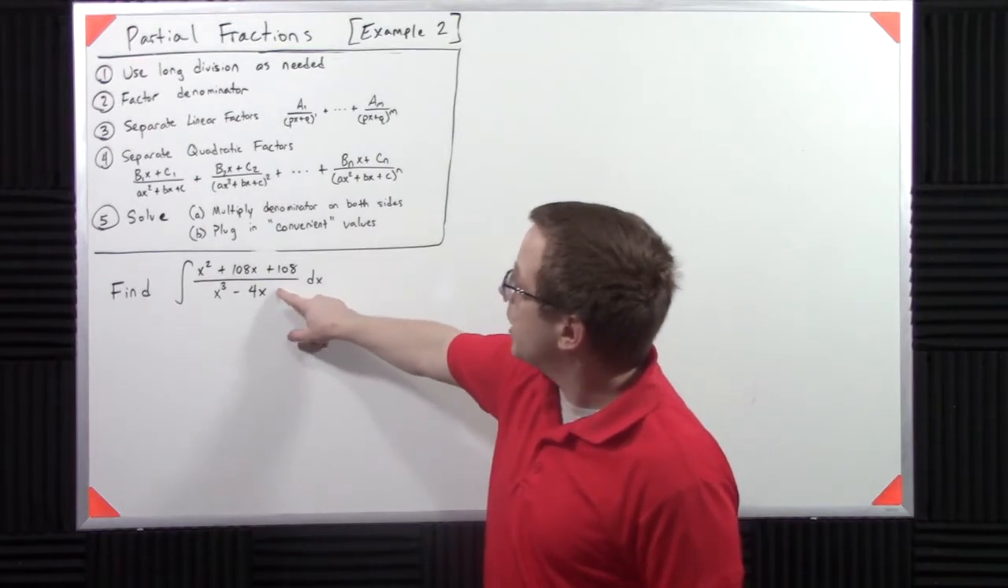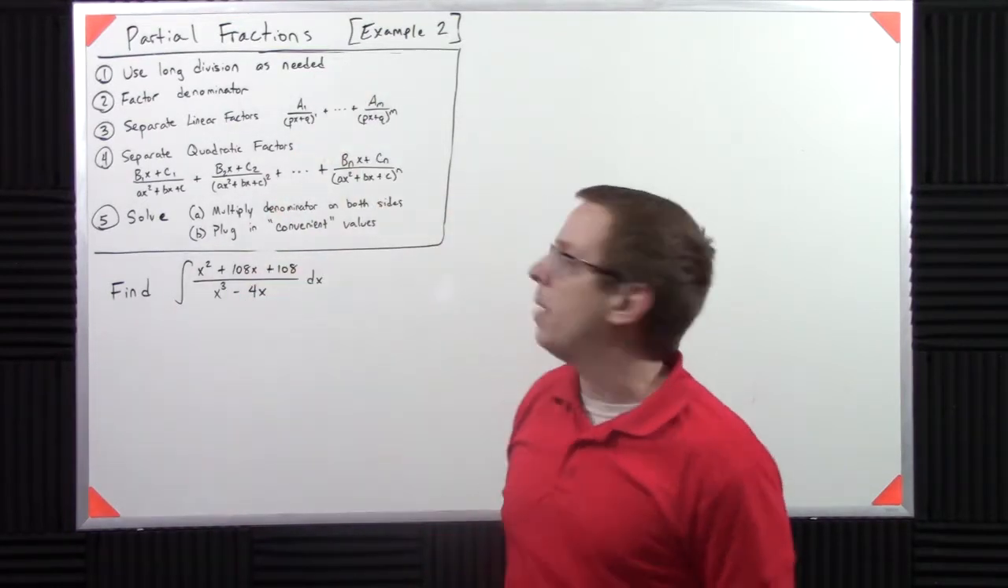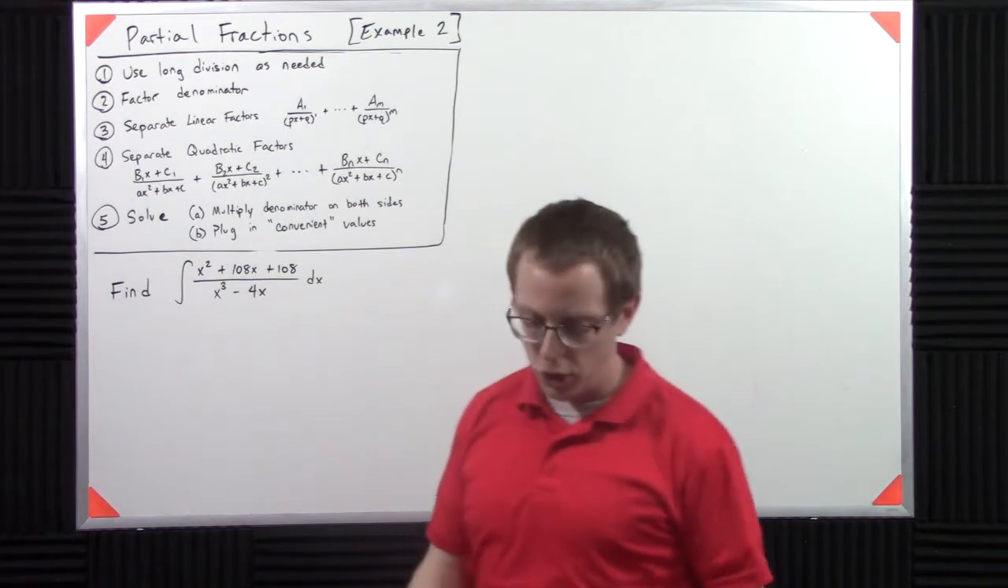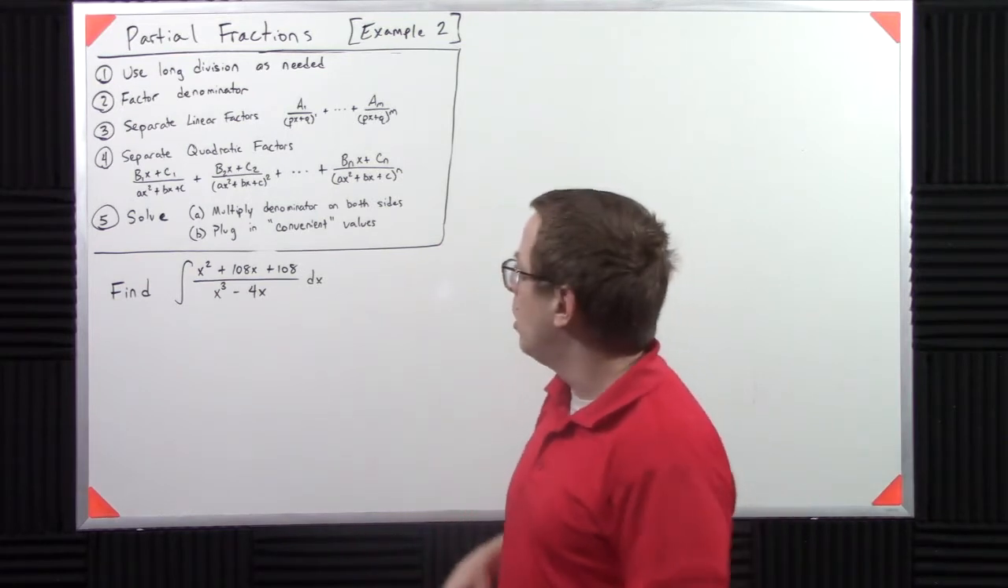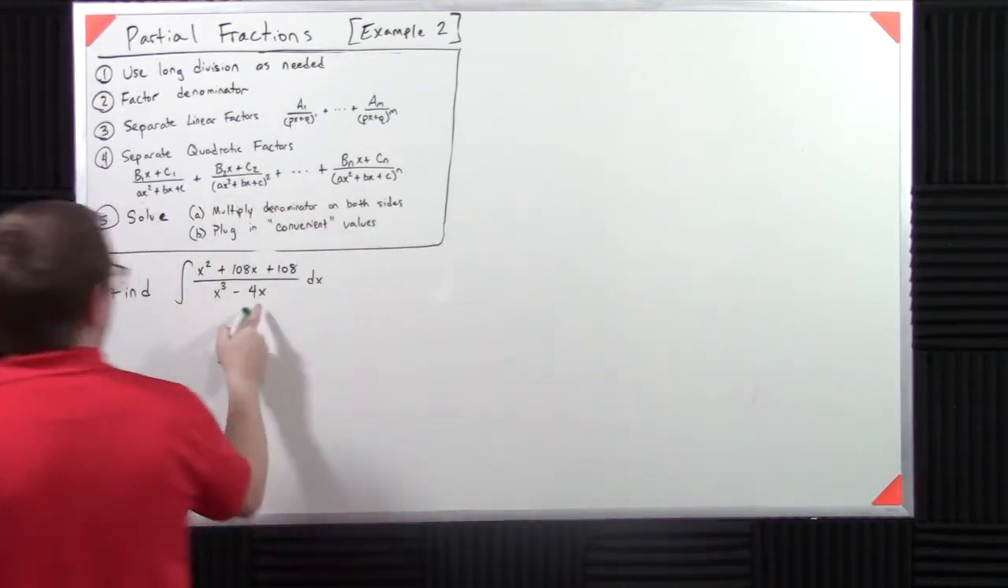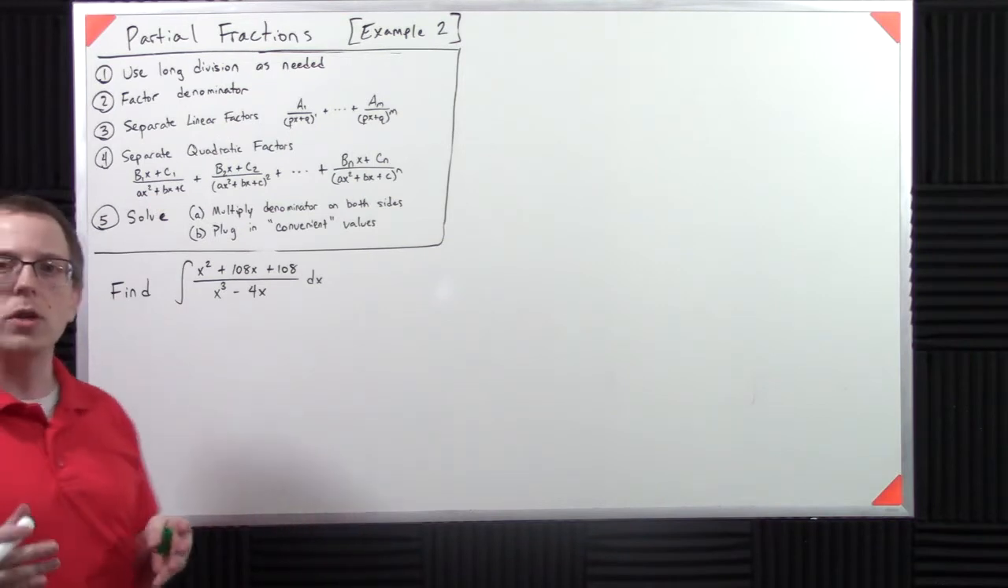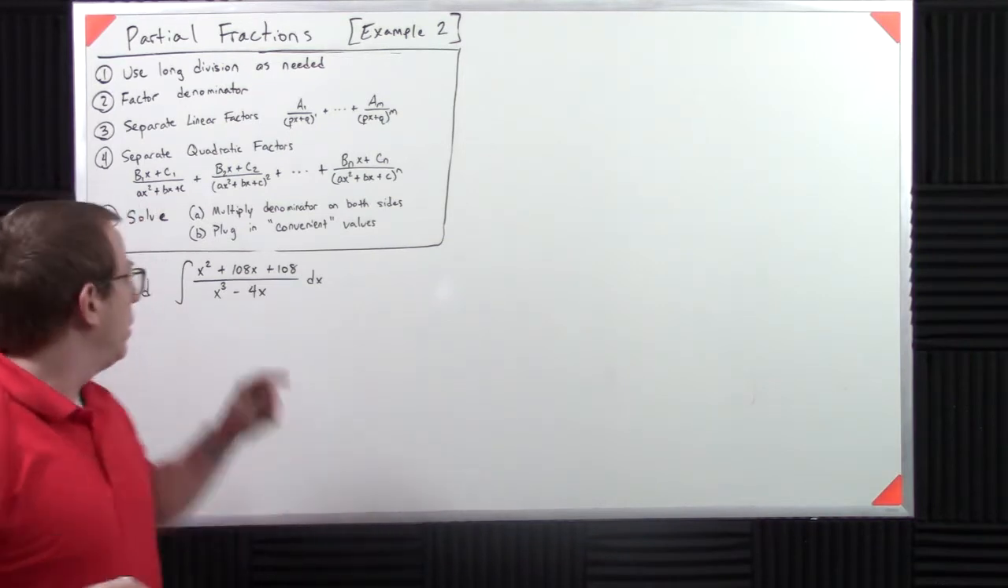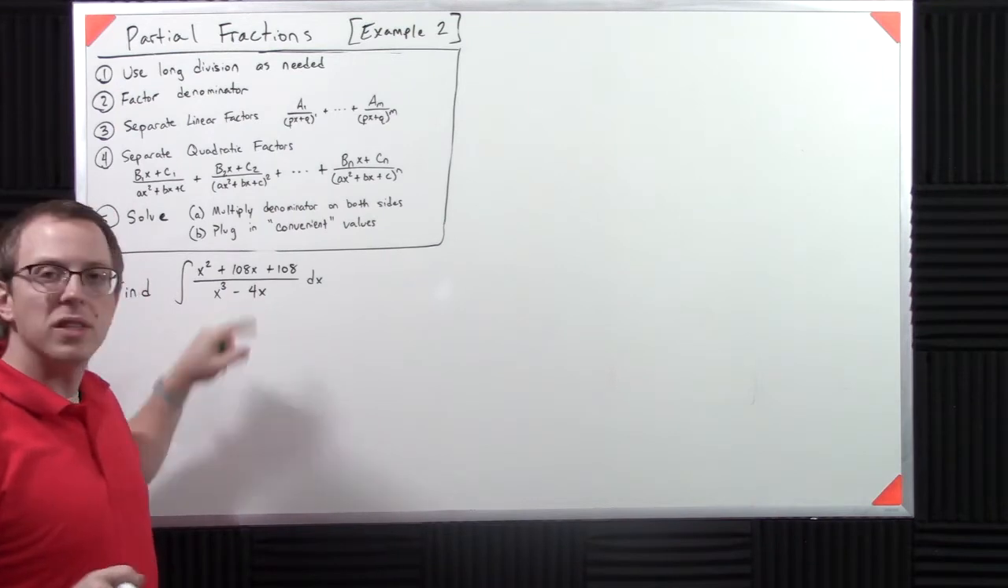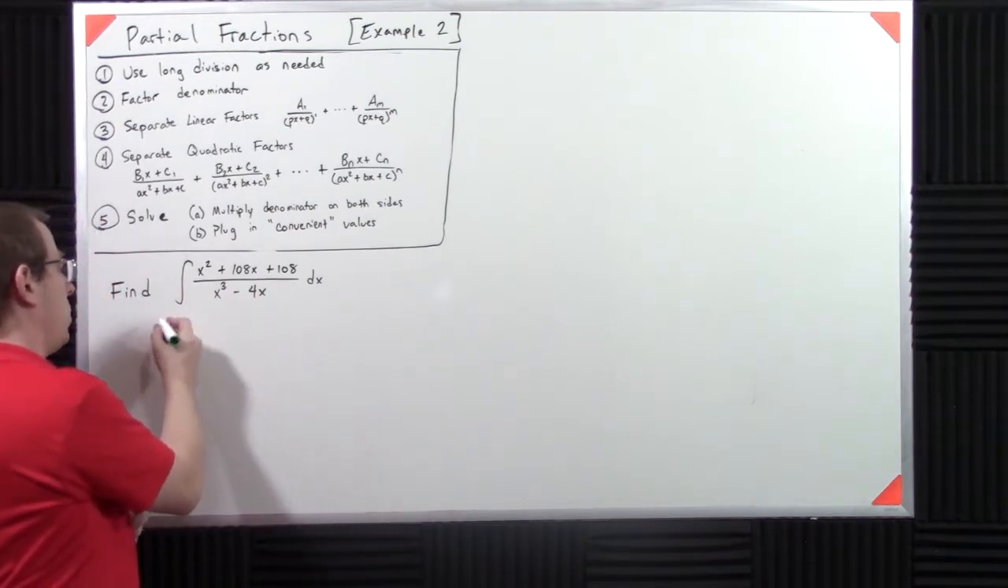So what I need to do is follow this partial fraction roadmap. The first thing is to use long division as needed. Do I need to do long division? The answer is no, because the degree of the polynomial on top is less than the degree on bottom. So I'm already done.